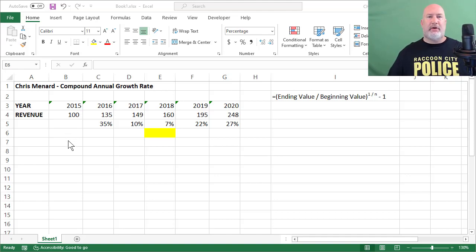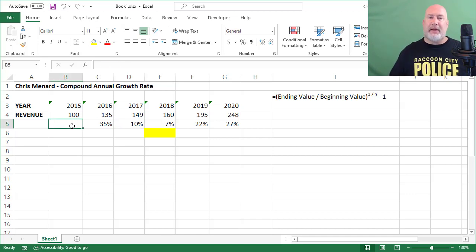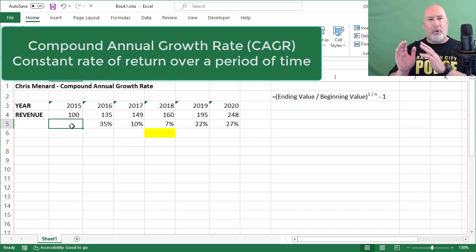Today I'm going to cover compound annual growth rate in Microsoft Excel. I'm going to also do the compound monthly growth rate. So if you are a YouTuber and you are tracking your subscribers, you need to watch this video. The compound annual growth rate tells you how you got from point A over to point B.